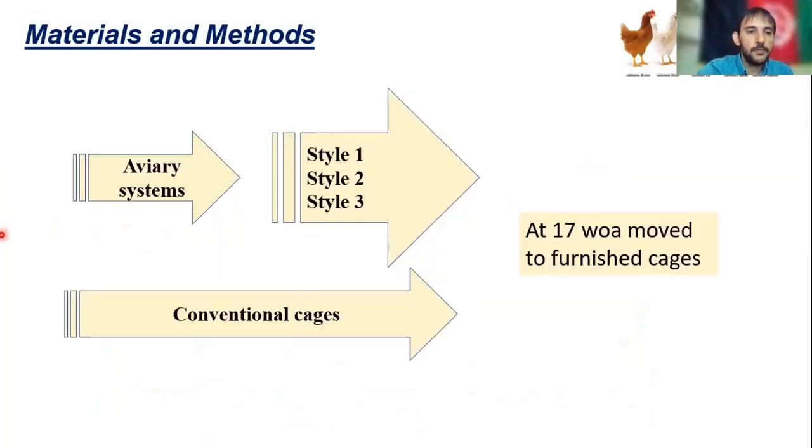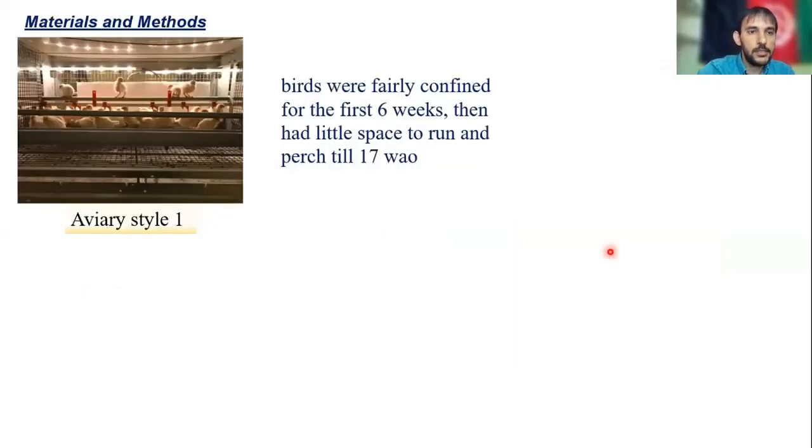We had 2 types of housing systems, the aviary systems and the conventional cages. Our aviary systems were divided into 3 styles: style 1, style 2, and style 3. All the birds were moved to furnished cages at 17 weeks of age in order to measure the egg production capacity of the birds. Let's have a look at the difference between these housing styles.